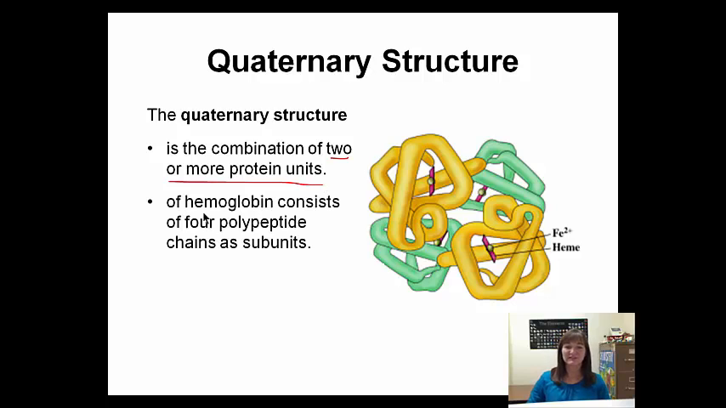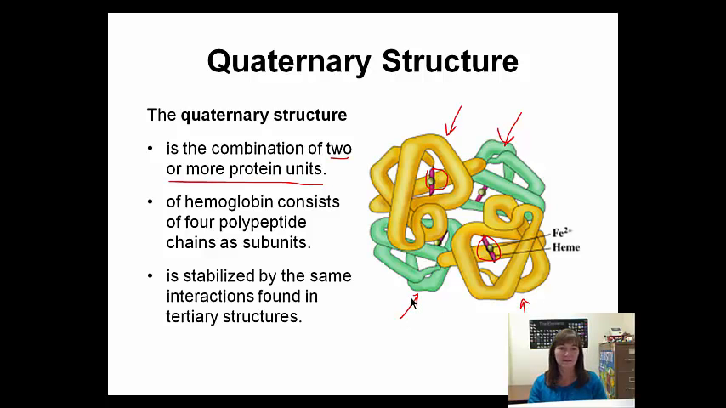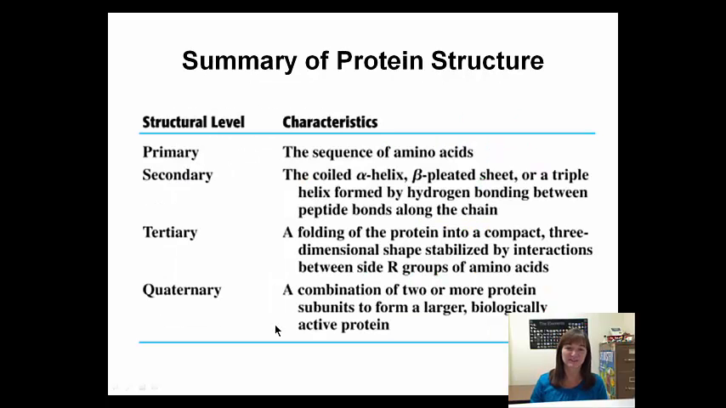The quaternary structure of hemoglobin consists of 4 peptide chains as different subunits. So here's a picture of hemoglobin. Here is the heme holding the iron inside each one. But if you notice, we have 4 different proteins that are hanging out together. So that would give us the quaternary structure. The quaternary structure is stabilized by the same interactions found in the tertiary structures. So it would still have all 4, or 5, of those same cross-linkings that hold the tertiary structure together. So once again, it's the R groups that are holding the quaternary structure together.